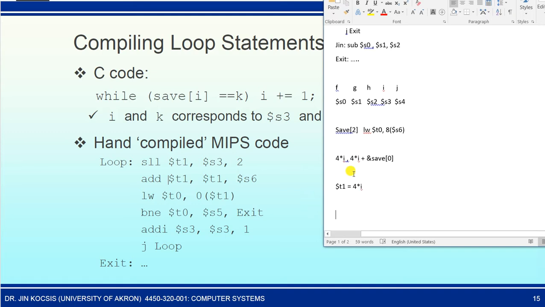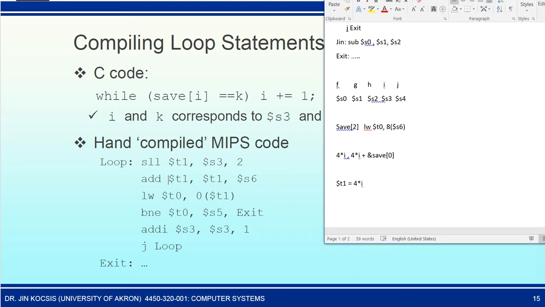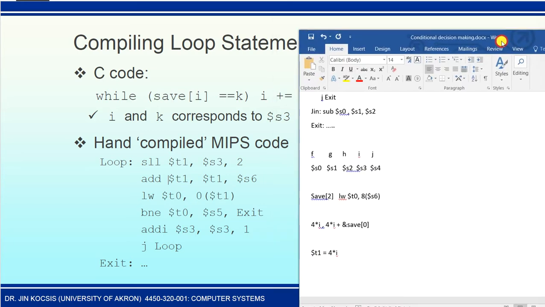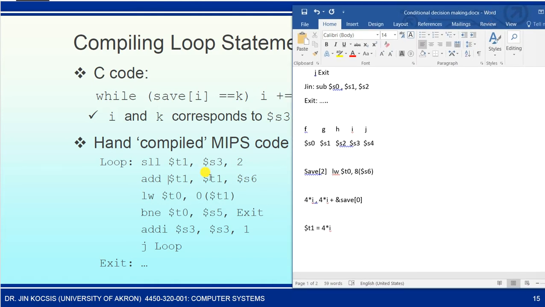Next we need to calculate 4 times i plus the base address. 4 times i is what? It's t1, with this one. This one is S6. Therefore, next you calculate 4 times i plus the memory address of save[0]. That value will be exactly given here. That means t1 now is equal to 4 times i plus the memory address of save[0].